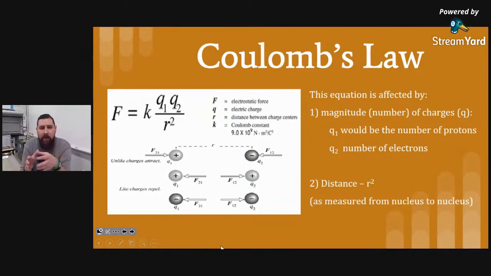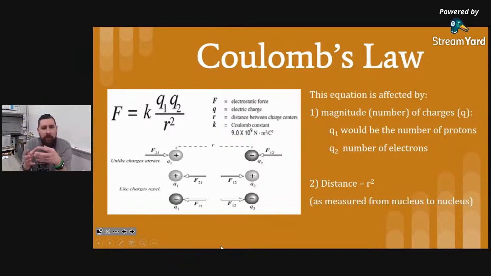Okay? So when we look at the equation, F is our electrostatic force, typically of attraction. K is what's called a proportionality constant, or Coulomb's constant in this case, which has a value of 9.0 times 10 to the ninth newton meter squared per coulomb squared. Not that you have to memorize that. Then Q1 and Q2 are your charges, or the amount of charge. If we're talking about attractive forces, then Q1 is typically going to be your number of protons, and Q2 is going to be your number of electrons.